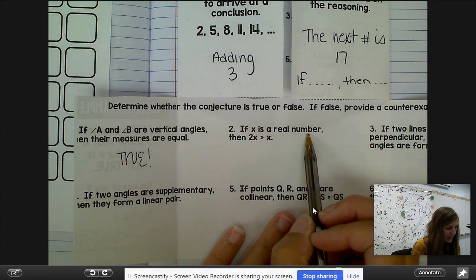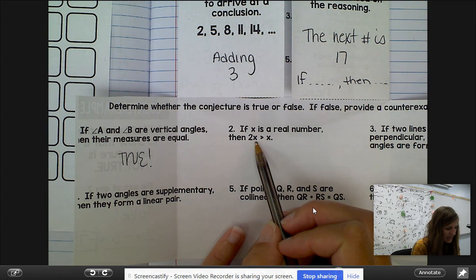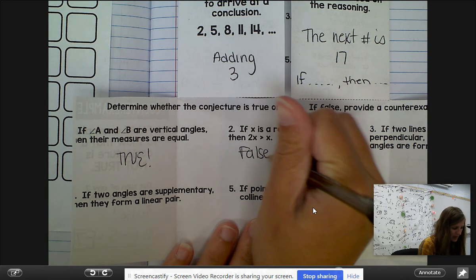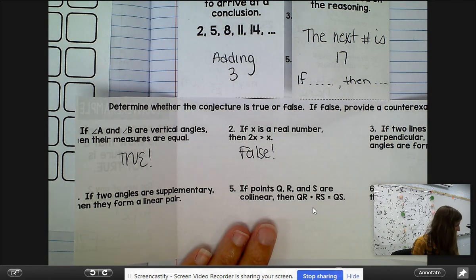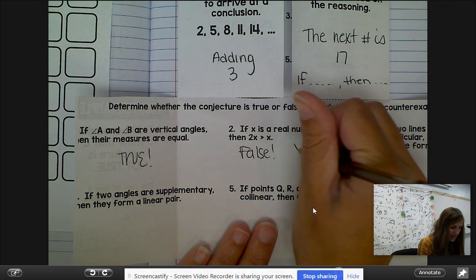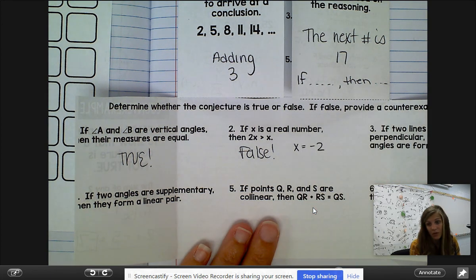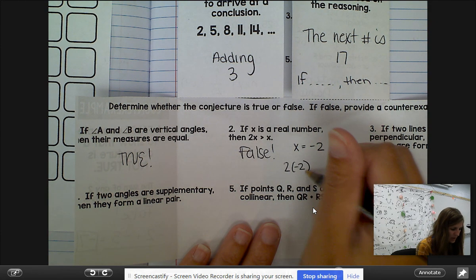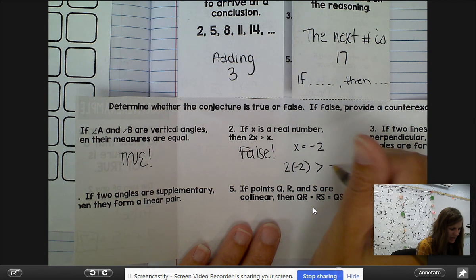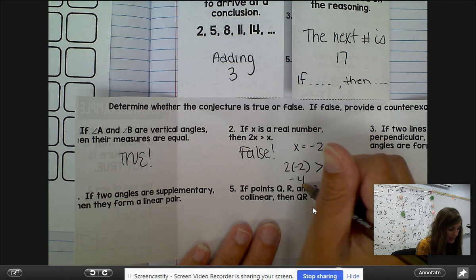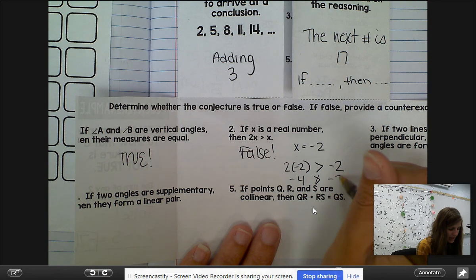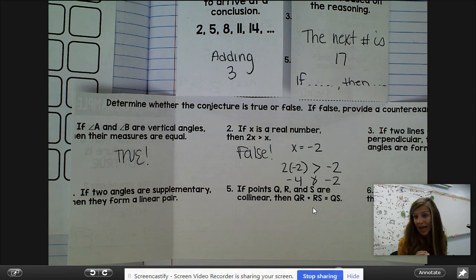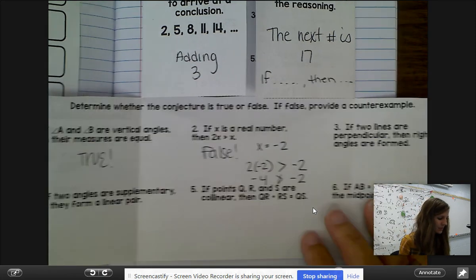If x is a real number, then 2 times x is greater than x. I can actually show that this is false, and there's maybe lots of counterexamples that you could come up with. I feel like a good one is if I say that x is -2, which is a real number. And if I plug that in, we'd have 2 times -2. Is that greater than -2? It sure isn't, because then I'm going to get -4 here, which is smaller than -2. So that's why that's false. I have a specific example that shows it. You have to have a specific example.